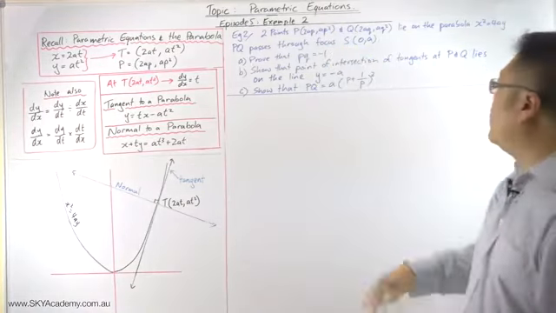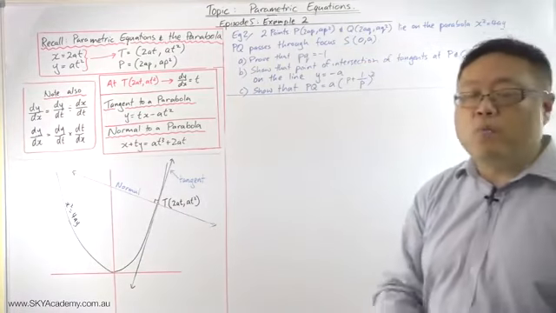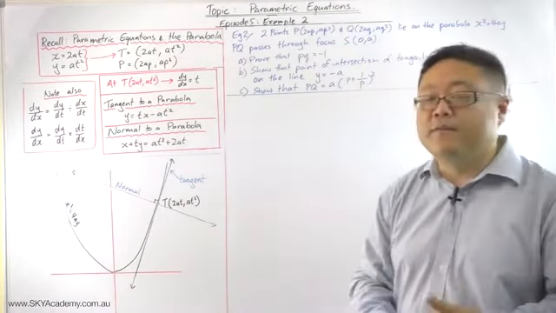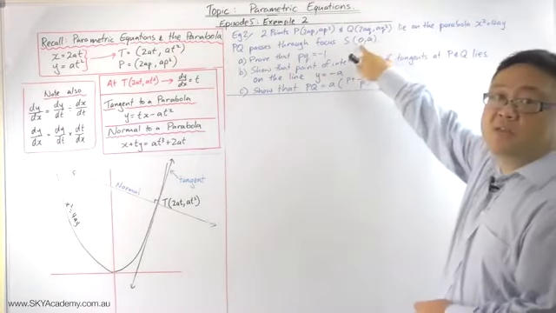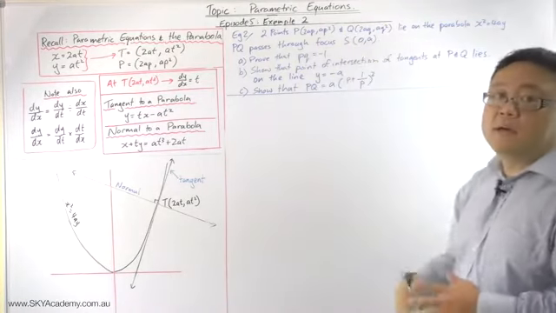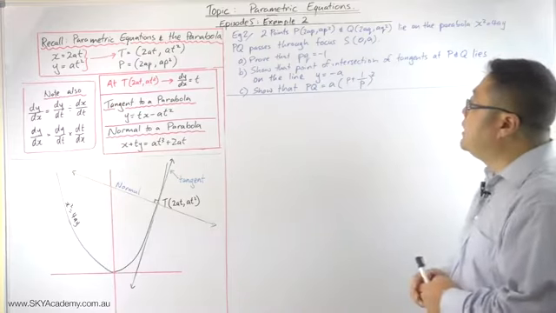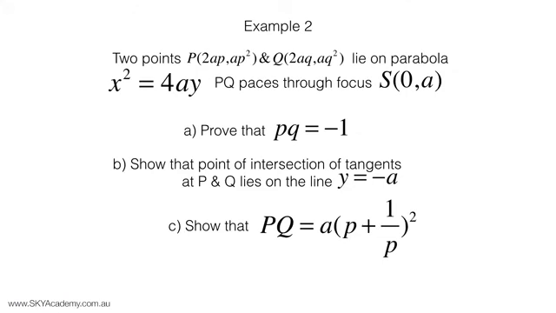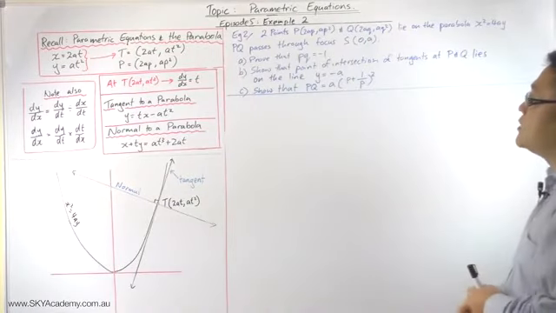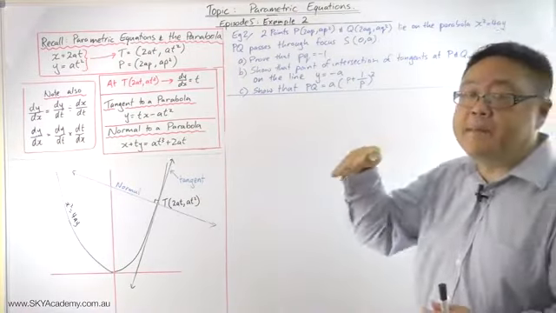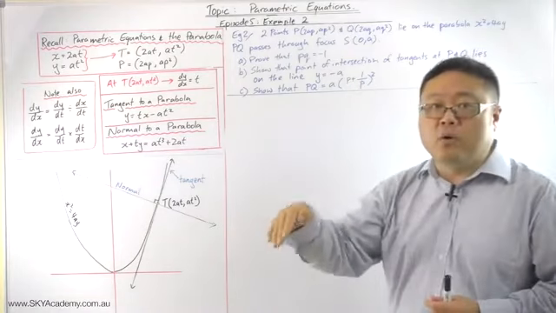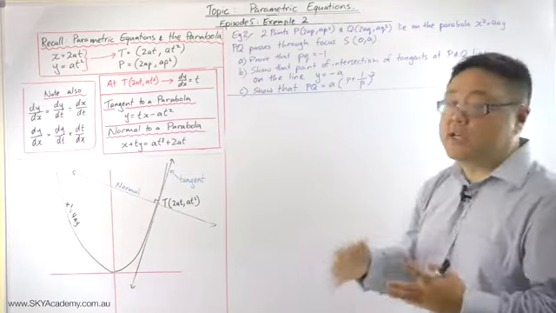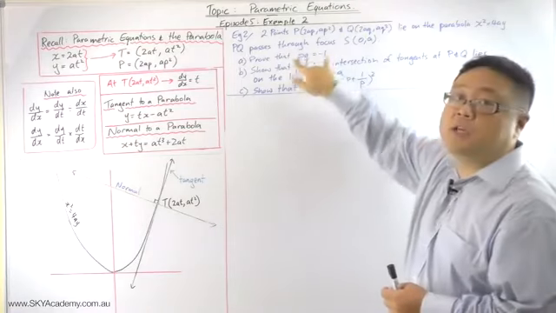Now, on a standard parabola where it's x² = 4ay, where is the focus? Well, the focus is going to be (0, a). So S is the point (0, a). Part A of the question is: prove that pq = -1. That's a very common thing asked in this sort of question, where you have a chord that passes through the focus. It's called a focal chord, and usually what that tells us with parametric equations is that pq = -1.